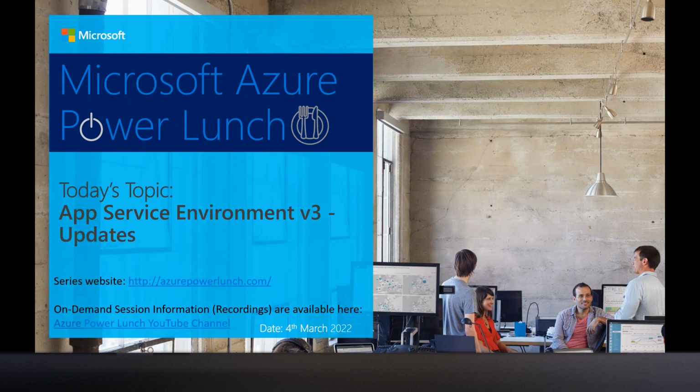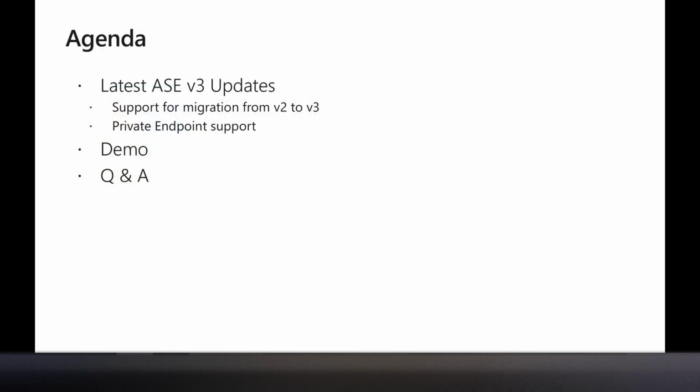Okay, so with that, our topic of discussion today is App Service Environment v3, some of the updates. We have talked about App Service Environment a few times, and today we are going to be discussing two major updates. One is about migration, how you can migrate from the previous version to the new one, and this is currently in public preview. And the second one is about the private endpoint connectivity, to address some of the customer scenarios, and we'll talk about it as well.